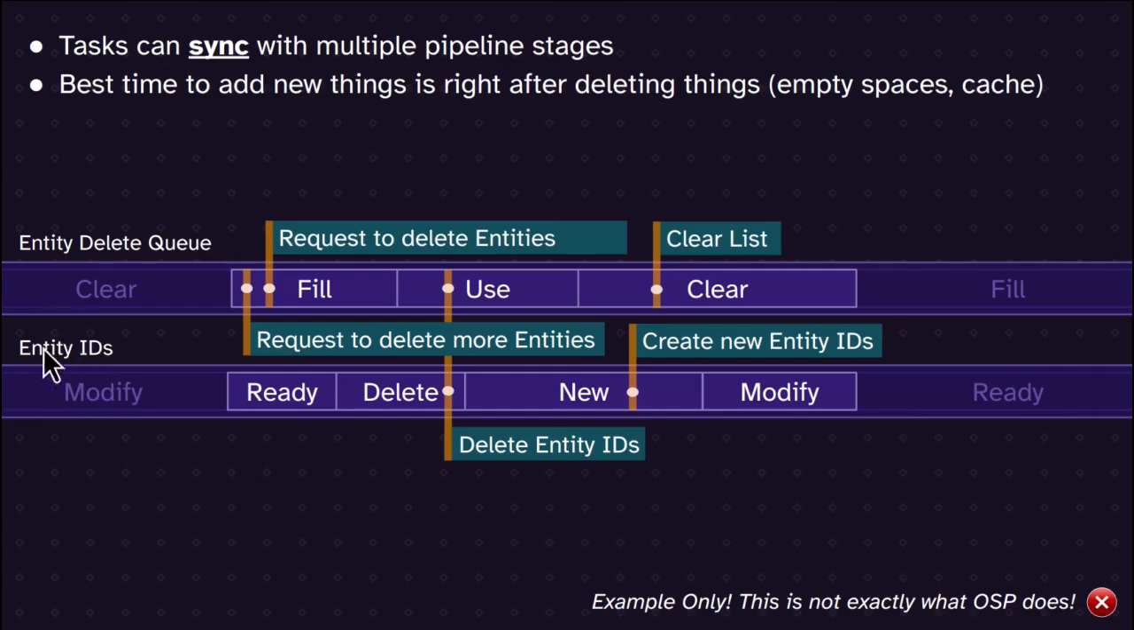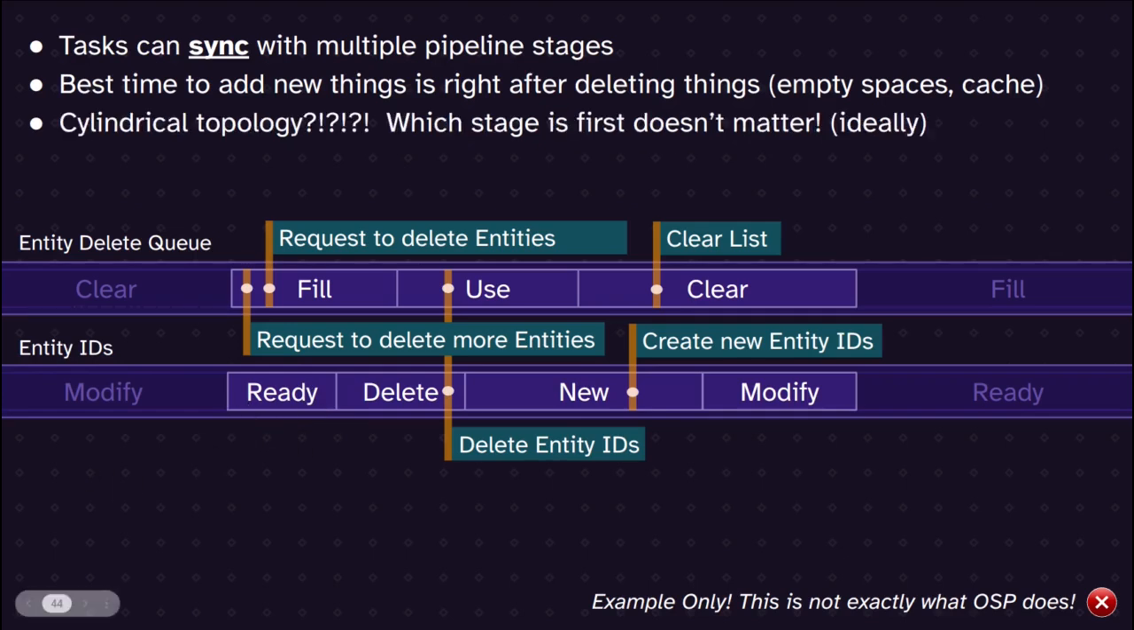Anything that wants to read entity IDs would be synchronized to this stage ready. And yeah, this has a cylindrical topology, if you note. Note that these kind of loop along the sides. So we don't actually know if clear list, for example, is going to run before or after the quote unquote frame. Just one thing I glossed over a little bit is where is the start and the end, right?